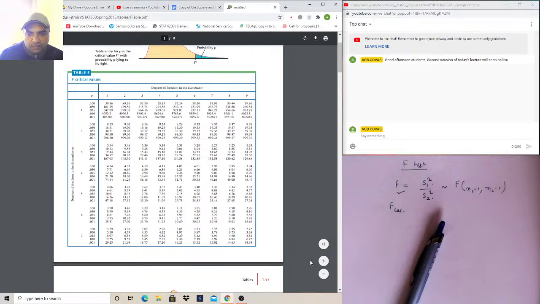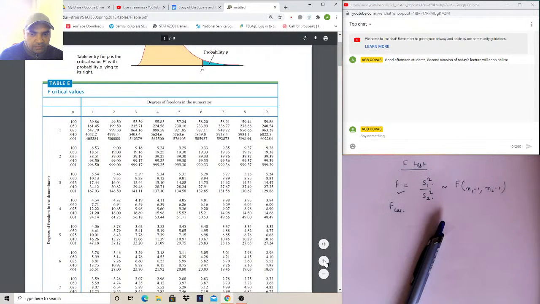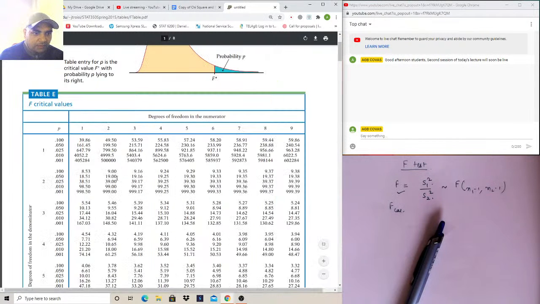I will just increase the size so you will be able to see. What I was telling is that in the rows are the first variable, in the columns are the second variable, these are the p values or the levels of significance, and these are the F values. Say, for example, if the first variable has 3 degrees of freedom, the second has 5 degrees of freedom, and we want to see at 5% level of significance, then our F value will be 5.4. So this is how we see.